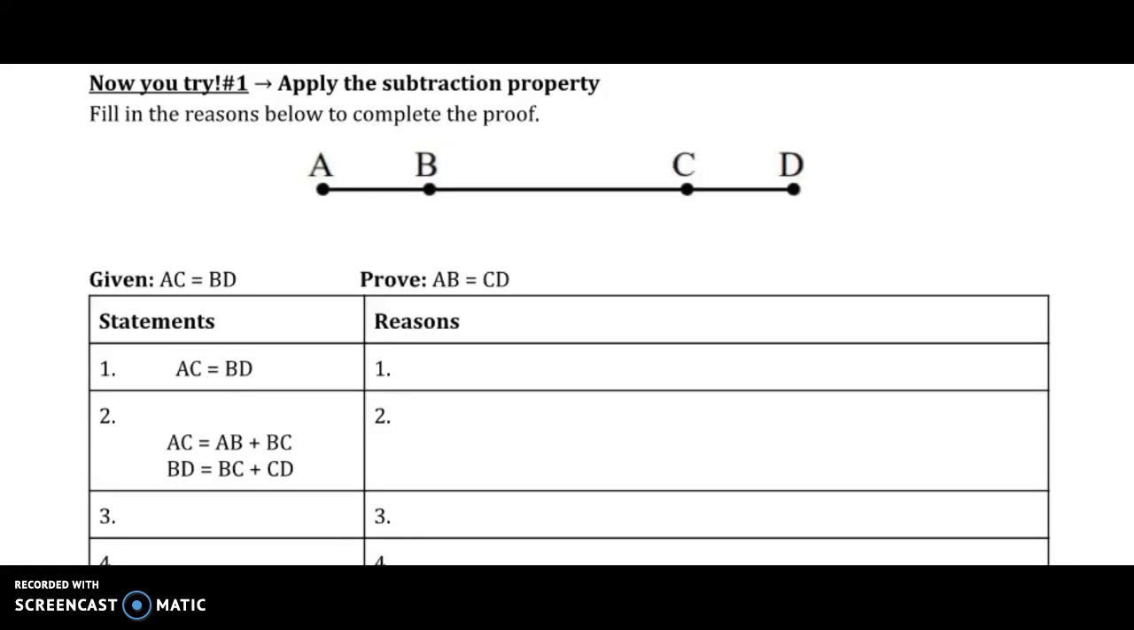This is Unit 2, Lesson 9. Now you try example number 1, where you are applying the subtraction property of equality. So fill in the reasons to complete the proof below.